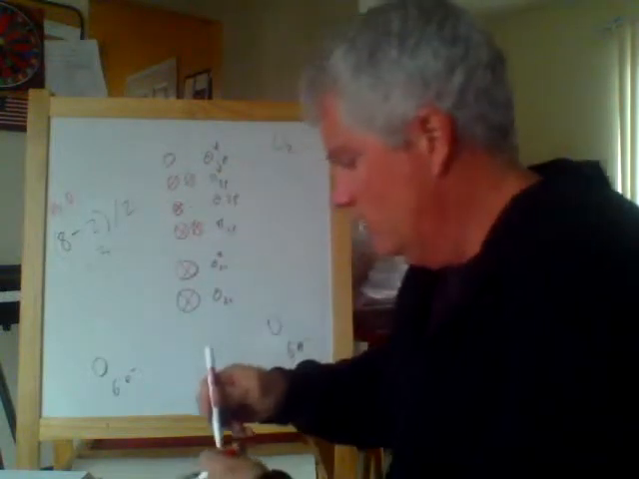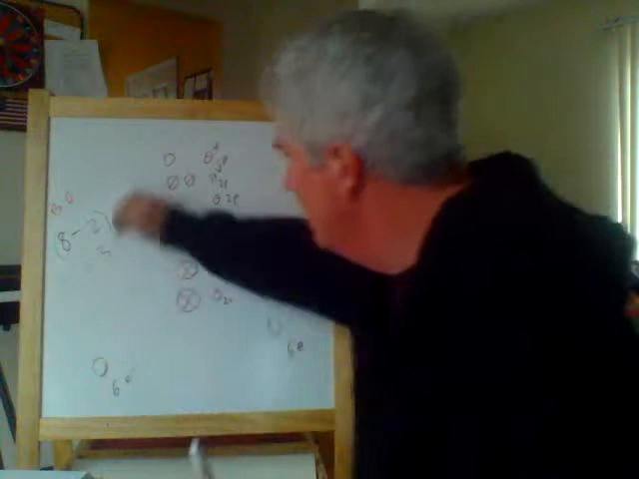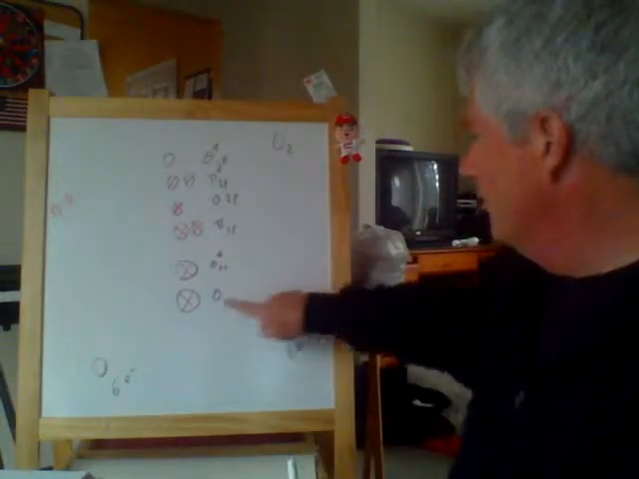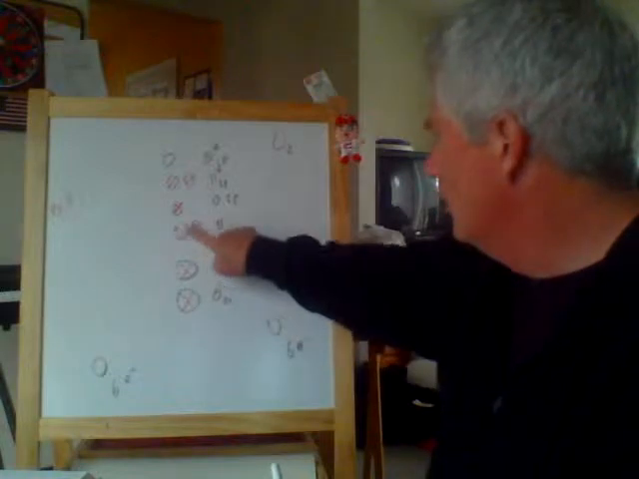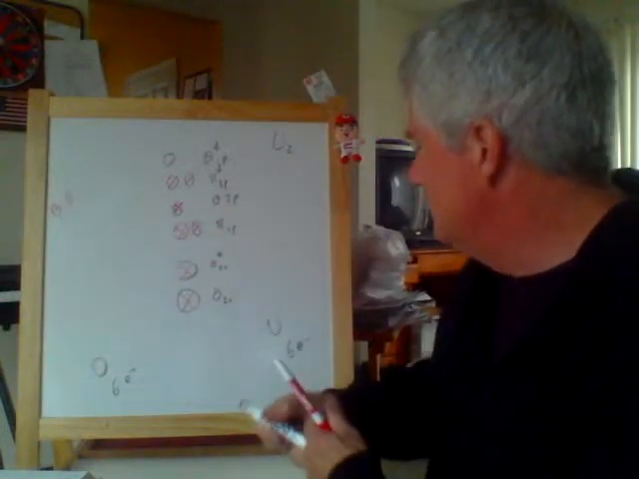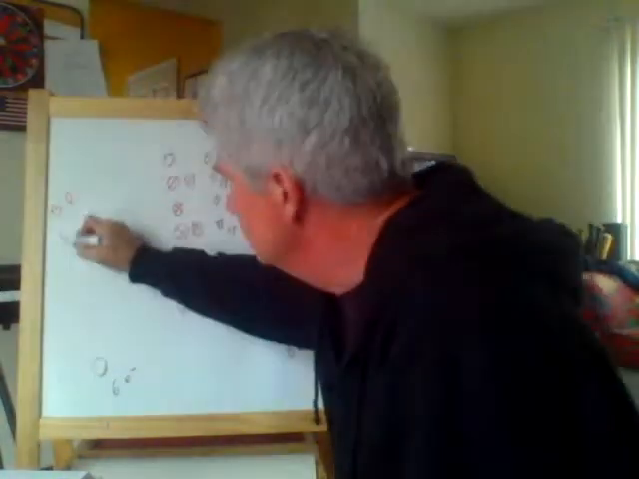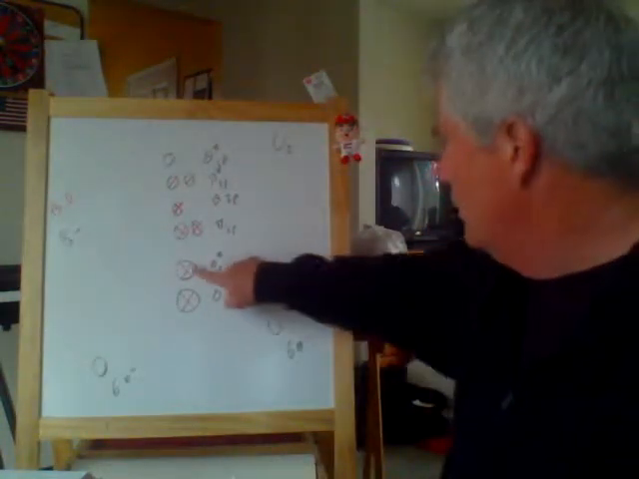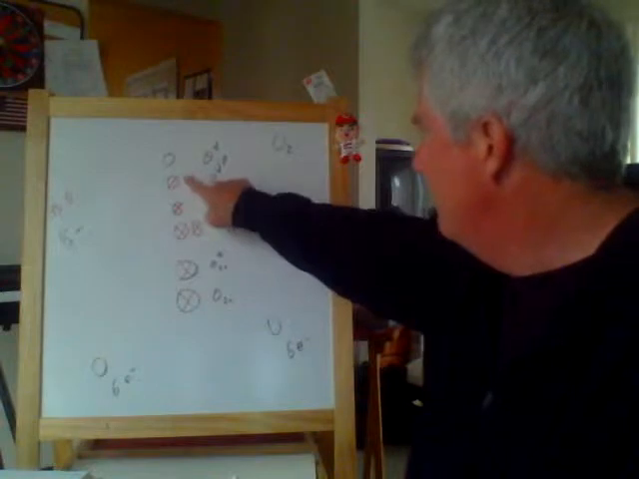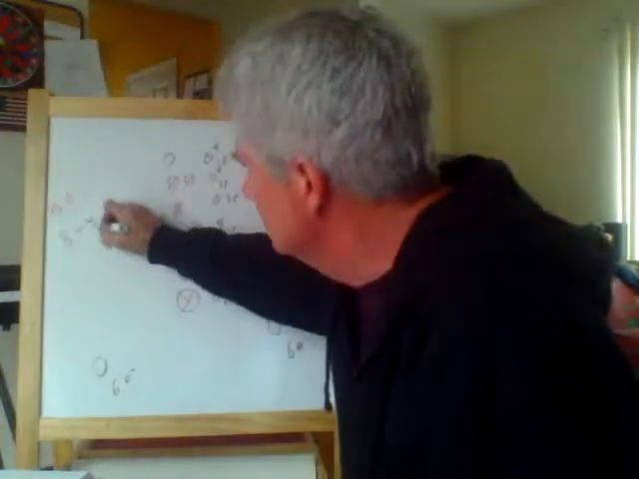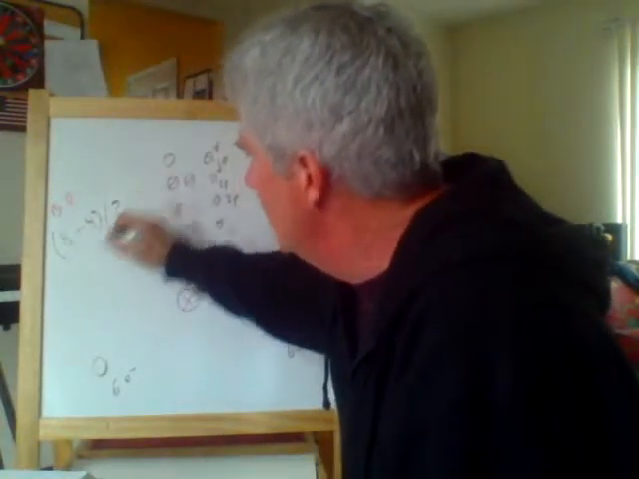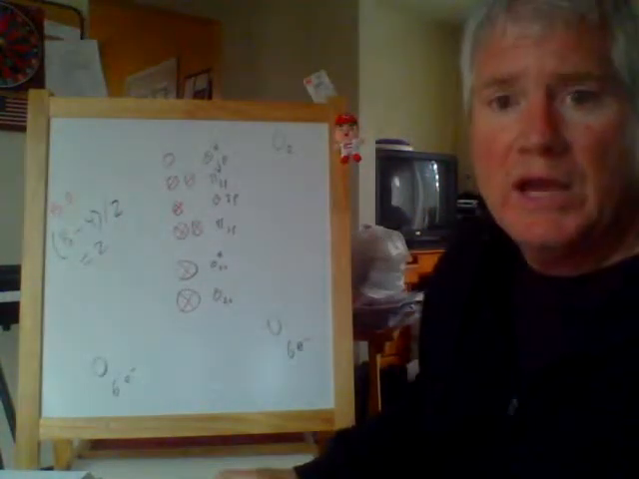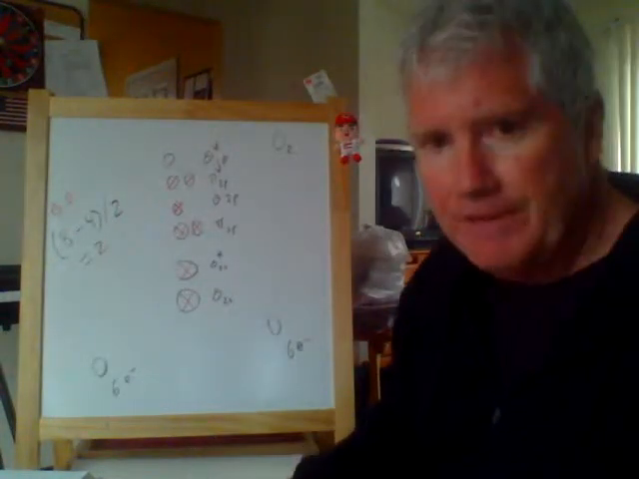Let's calculate the bond order for oxygen. Number of electrons in bonding orbitals: 2, 4, 6, 8. Minus number of electrons in anti-bonding orbitals: 2, 3, 4. Divide that by 2. 4 divided by 2 equals 2. Oxygen should be a double bond. We actually know that. We've seen that, right?